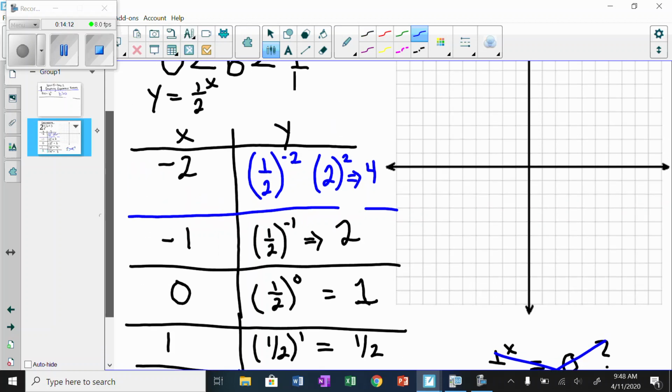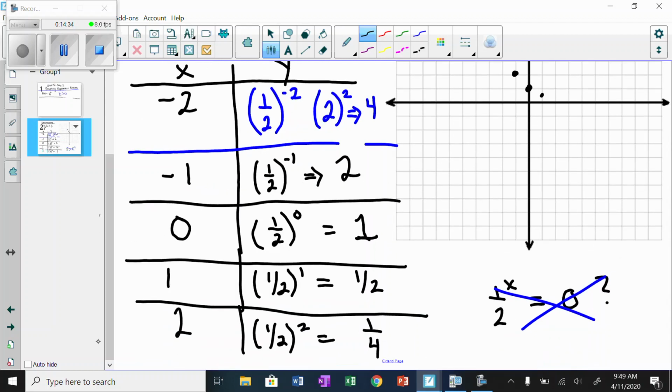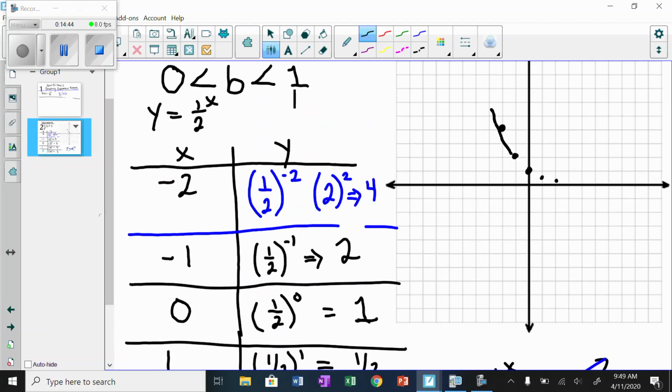All right, let's graph this. So we have (-2, 4). We have (-1, 2). We have (0, 1). We have (1, 1/2). And we have (2, 1/4). So once again, we know we're going to be hugging that x-axis, but never quite touching it.